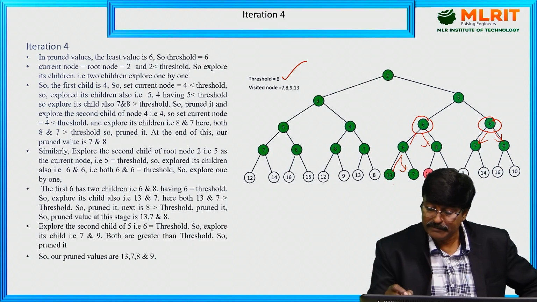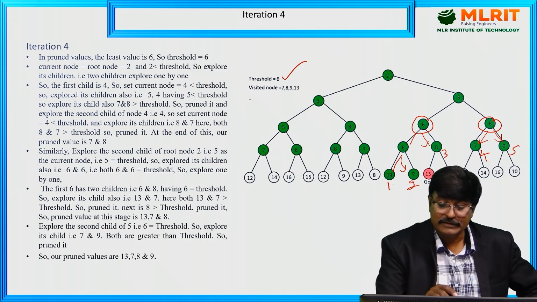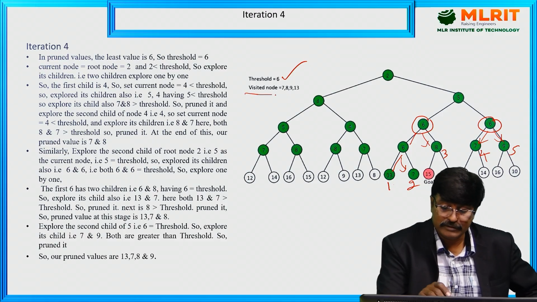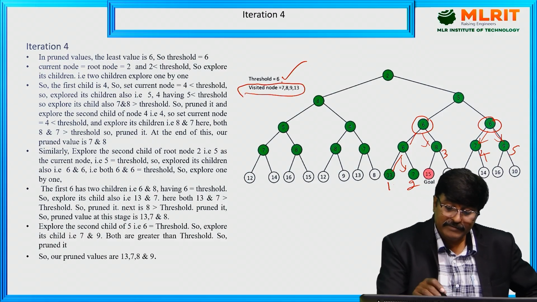When you are expanding further, you have reached this node, and this one, and this one; all these nodes you have visited. The nodes you are visiting are 7, 8, 9, 13. Since 7 is repeated, you keep it only one time. When you compare them with the threshold value 6, they are greater than the threshold value.